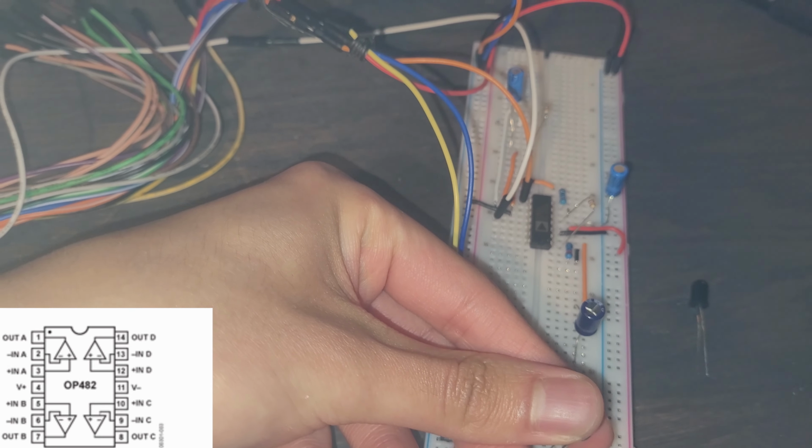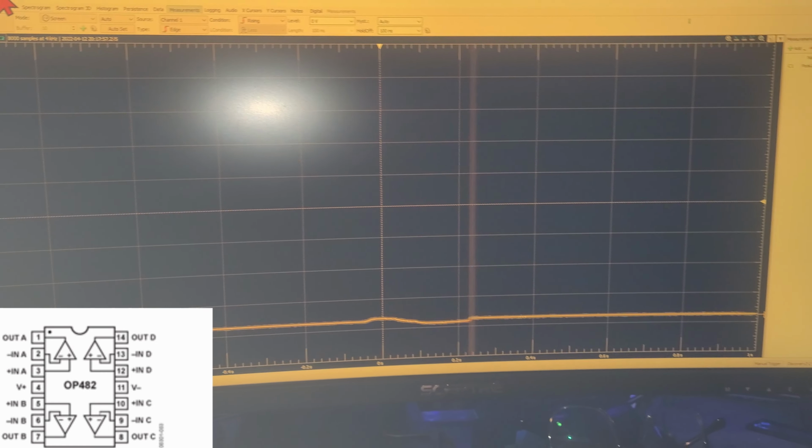Now we can see that it just remains kind of a flat line. Even if I change out my finger to my thumb, and I hold it together like this, it's not going to do anything. It's just going to remain flat.